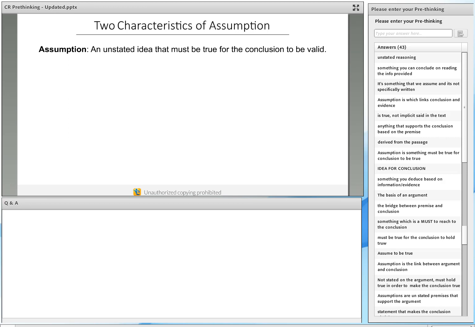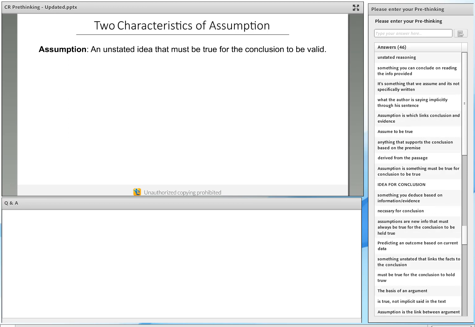At this point, I'd like you to write down very few points in this session. Why? Because I'm going to share the PDF. But out of the three things that I wanted you to write down while you are in this session, one of them is this definition: an assumption is an unstated idea that must be true for the conclusion to be valid. Okay. Write this down. I'm going to give you about a minute.